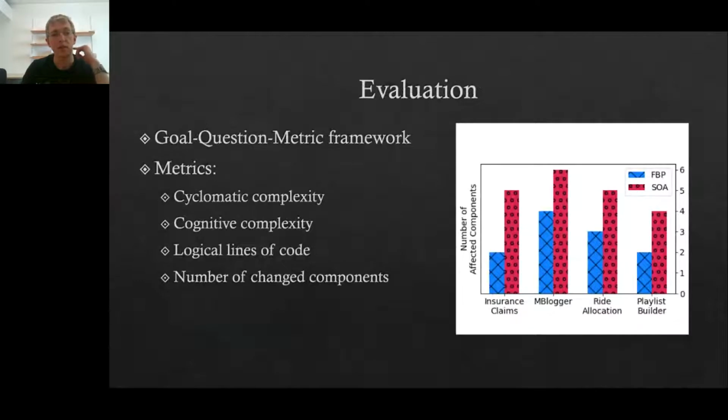We use the goal question metric framework, which is a well-known framework for empirical studies in software engineering. So we use it as a way to evaluate the paradigms, both flow-based as well as service-based. And we use a couple of metrics, most of them well-known in the software engineering research community, as ways to quantitatively answer the questions that we pose. On the right here, you see an example of one of the graphs that we present in this paper.